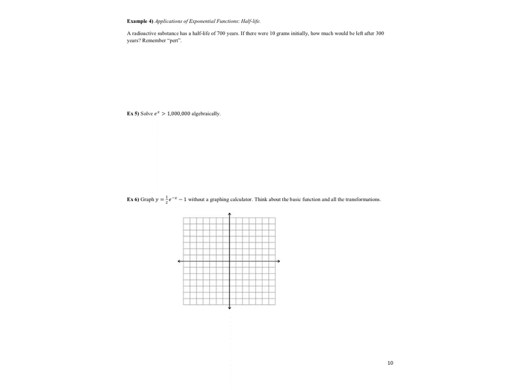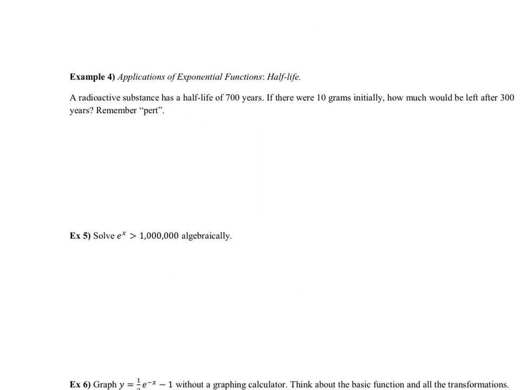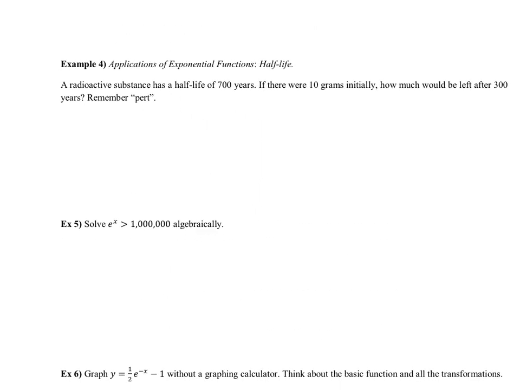Okay, here we're going to talk about a simple application. This is the PERT formula, which you've probably seen since Algebra 2, I'm guessing. A equals P times e to the rt. That's the PERT that you get there, so there are a lot of different applications.